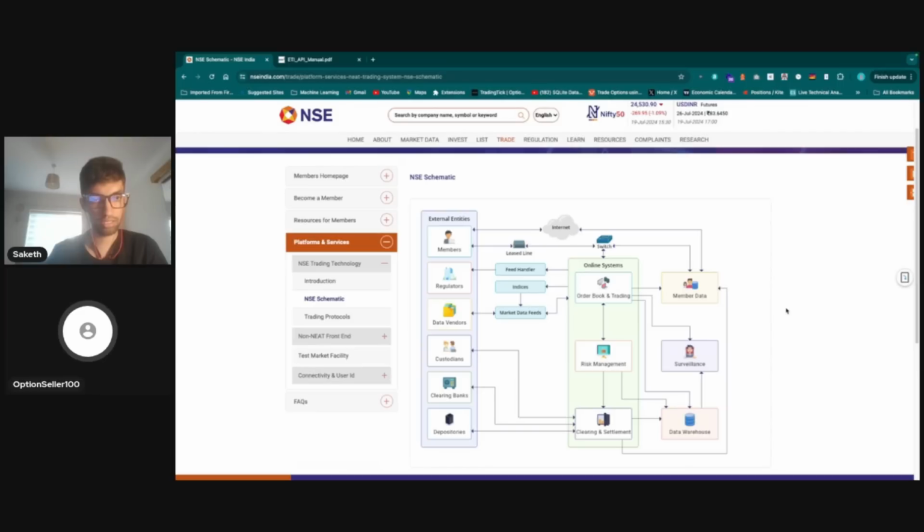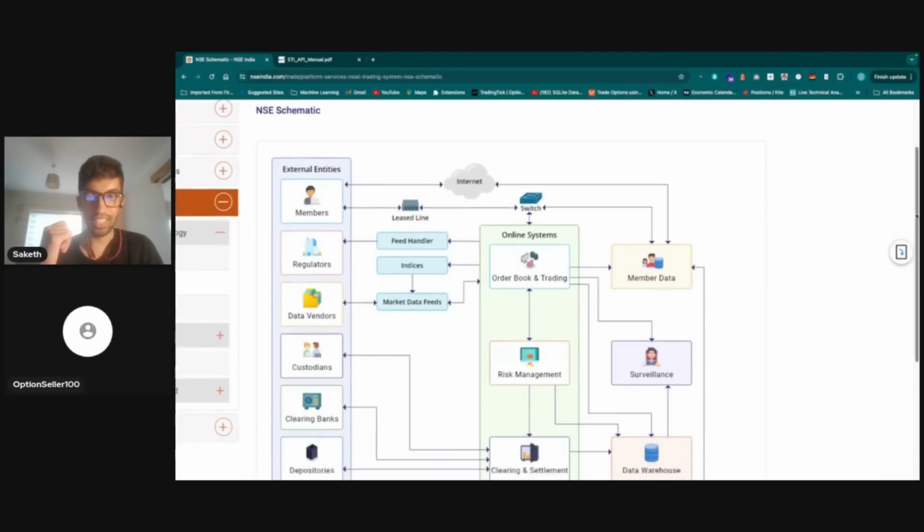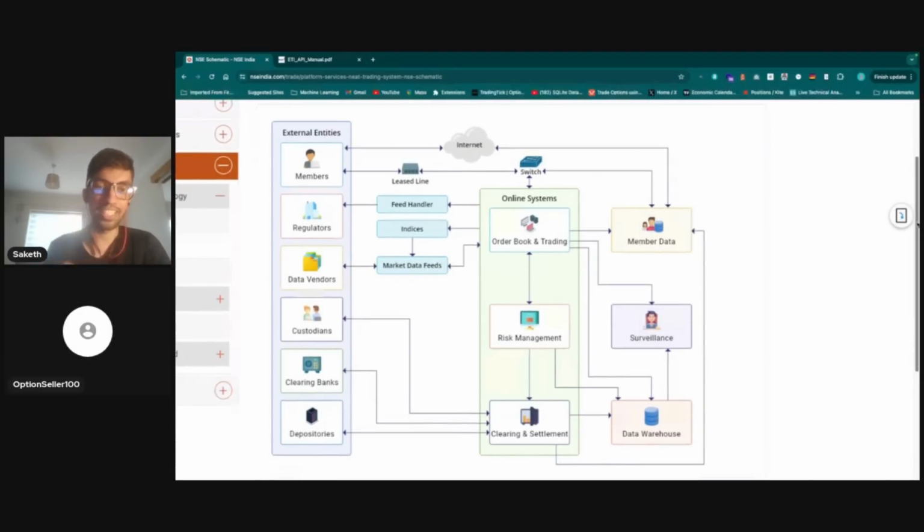So, Saket, what I'll do is I picked up this NSE schematic architecture. I would think it would be very similar for BSE as well, but for the benefit of viewers, I wanted to really quickly take them through this architecture. If you are able to see my screen, maybe you can zoom in a little. This is fine. This is perfect.